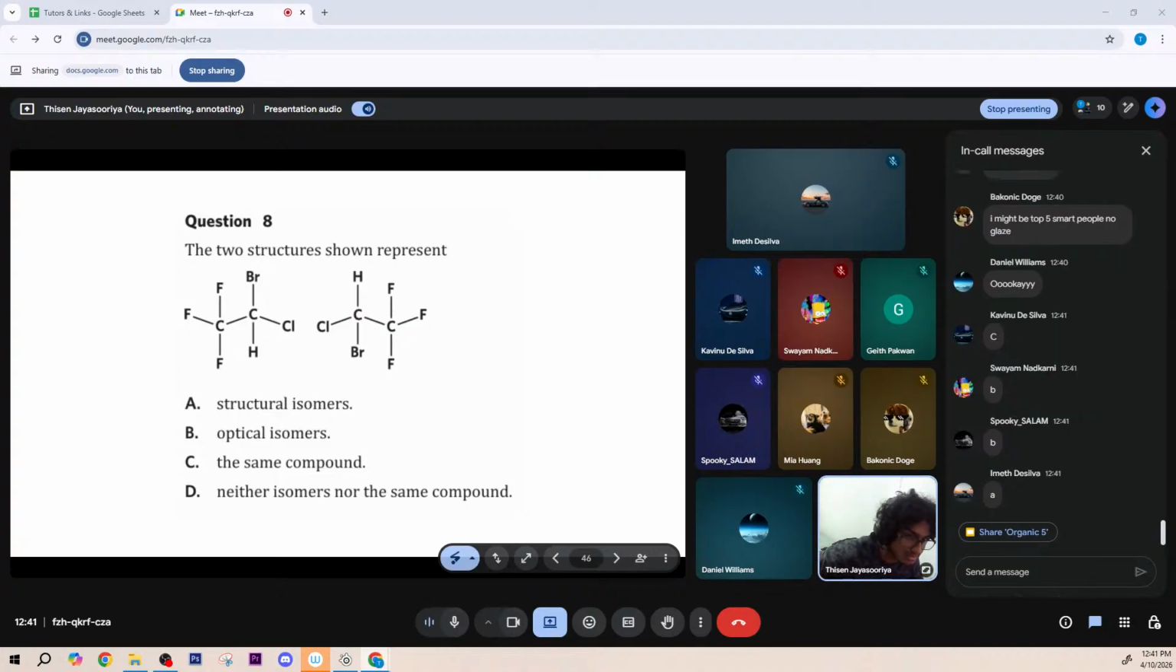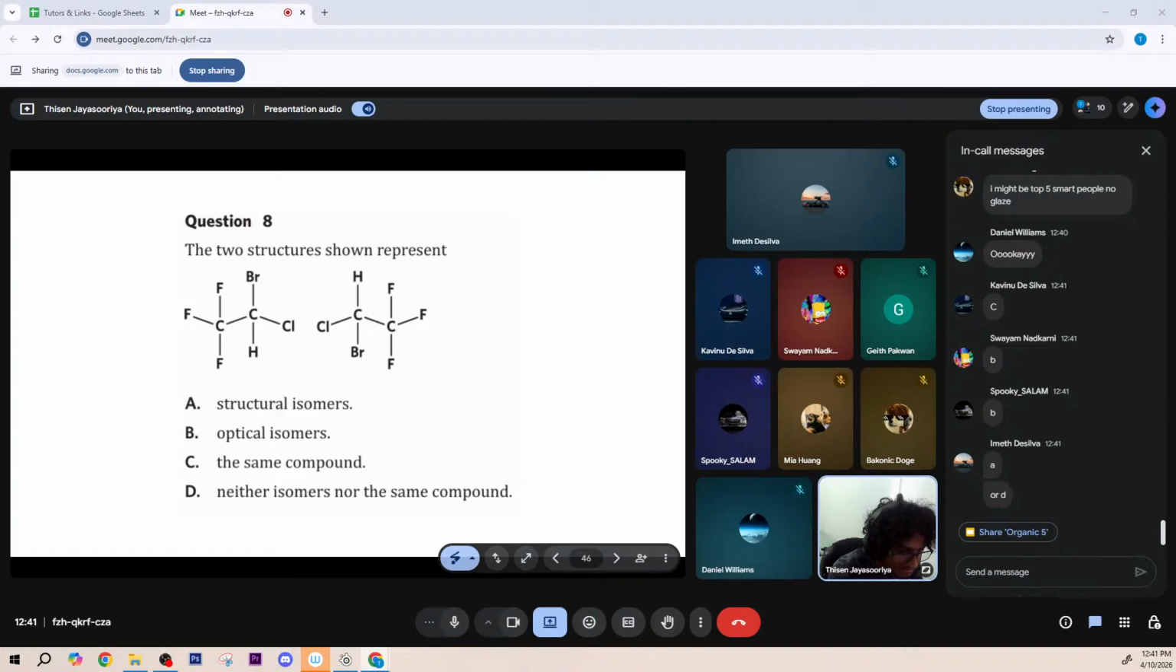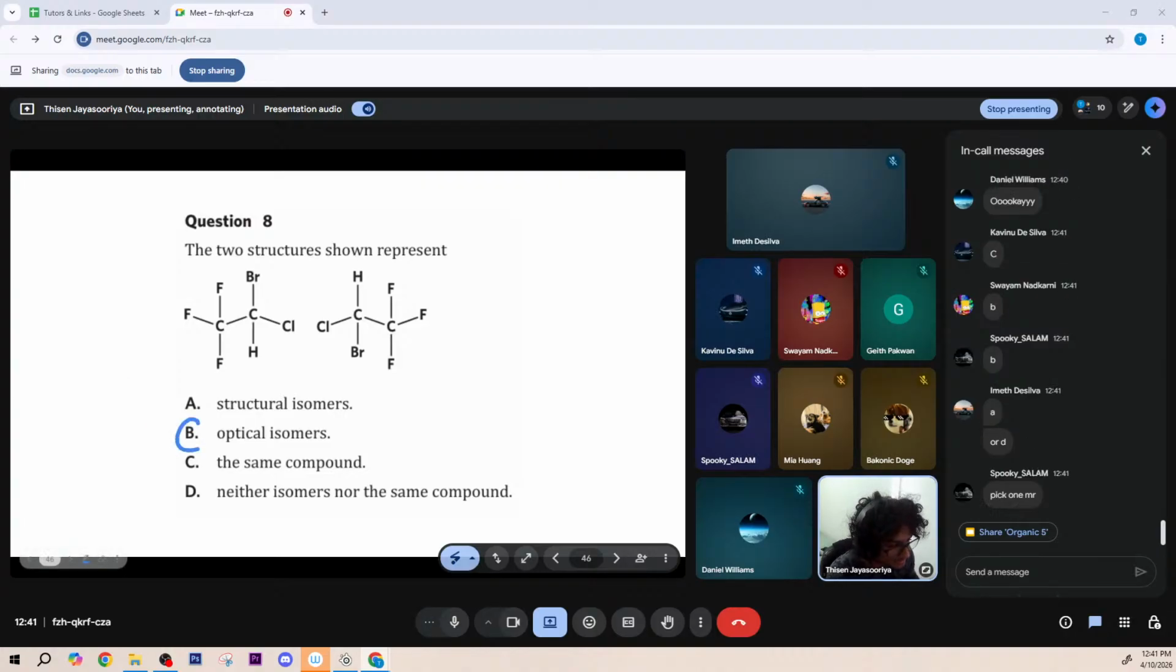I have 2 people saying B, 1 person saying C, another person saying A or D. Well, it can't be A or D, bro. So here, the answer is A. Yeah, they're optical isomers of one another, right?